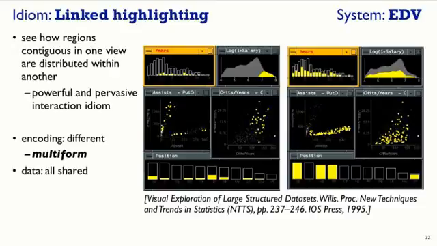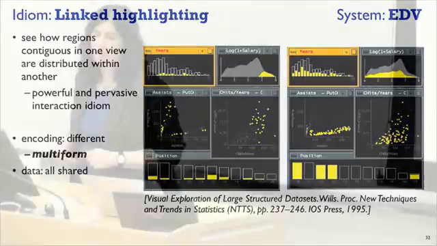So jumping forward to this idea of linked highlighting, let's actually see an example. A crucial question in linked highlighting, which is perhaps the most common interactive visualization idiom out there. And it's common because it's powerful and it's flexible. So the key question is, how is a region that's contiguous in one view distributed within another?